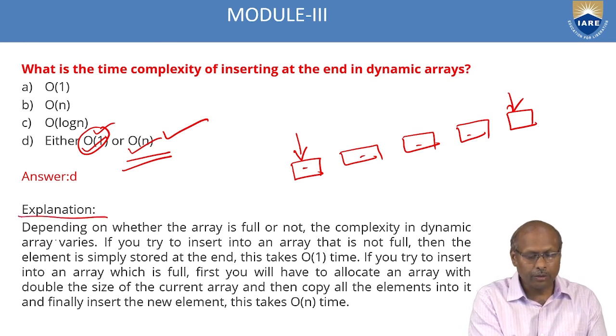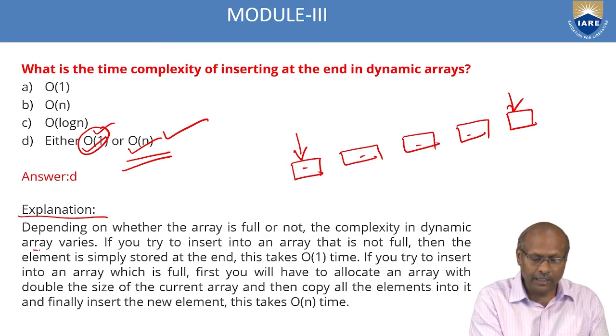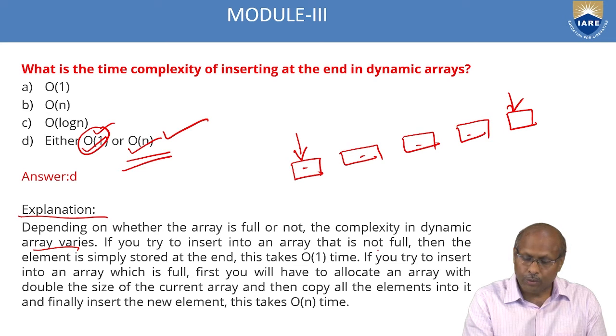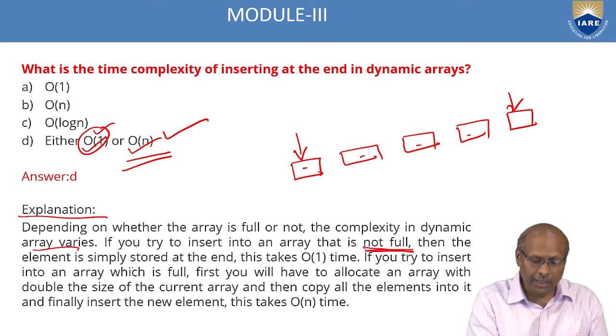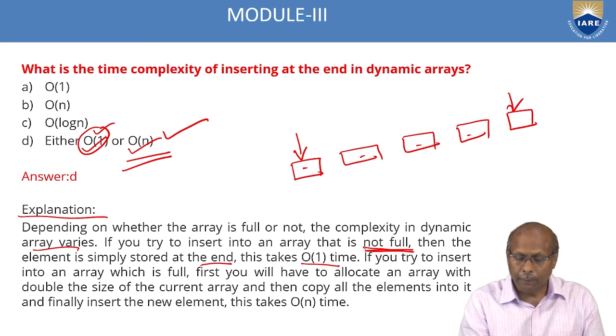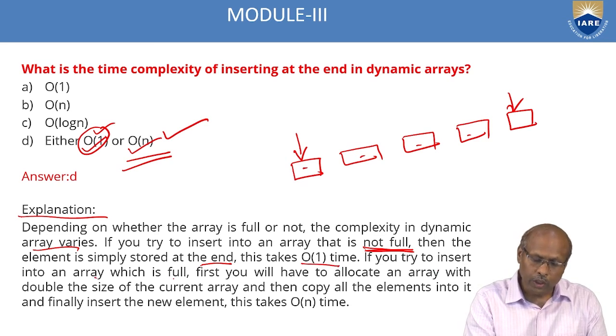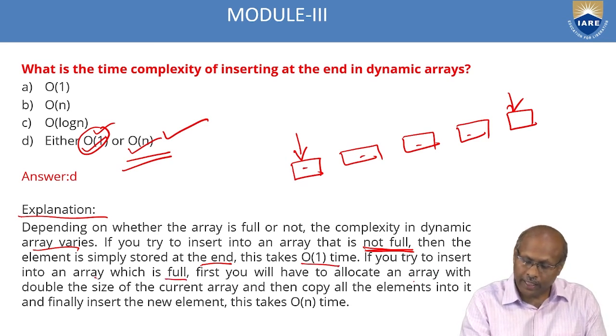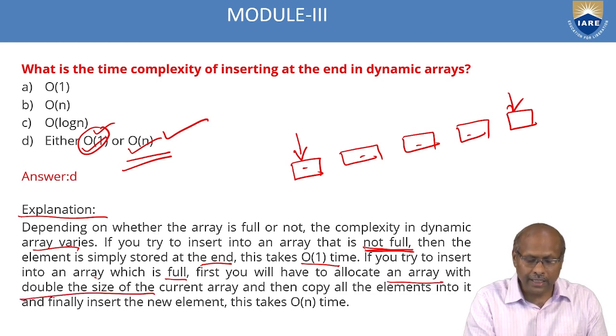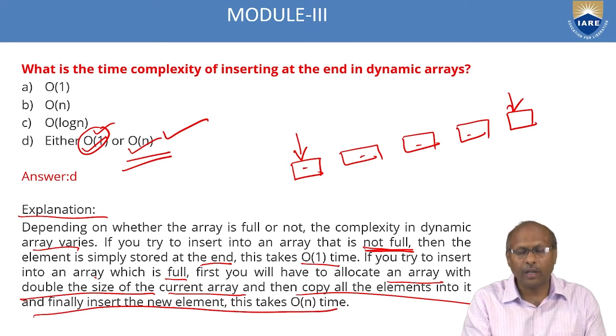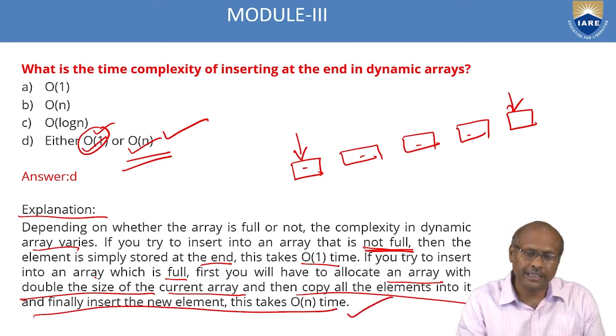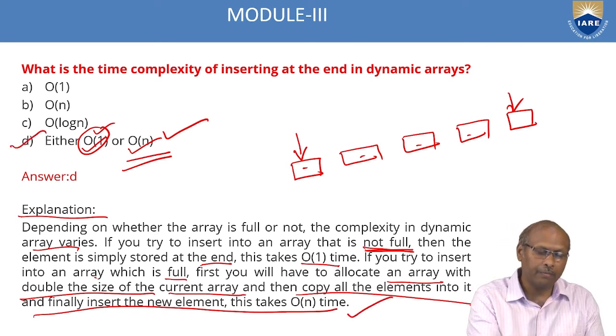Okay. So you can read this also. Depending upon whether the array is full or not, the complexity in the dynamic array varies. If you try to insert into an array which is not full, then the element is simply stored at the end, which takes order of 1 time. If you try to insert into an array which is full, first you have to allocate an array with double the size of the current array and then copy the elements into it, so that it takes order of n time. This is also another case. That's why the answer is D.